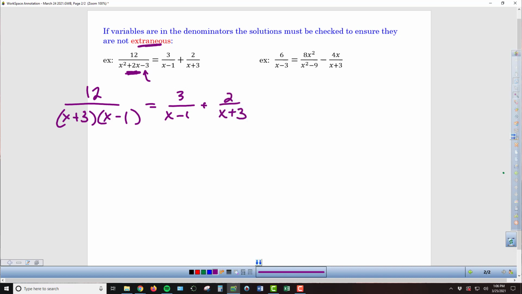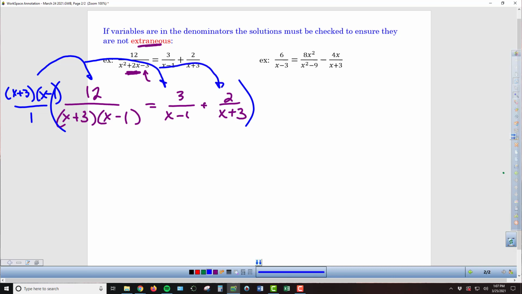that can be done. And so now when I look at the landscape of all these denominators, I can see that my common denominator is going to include both of the factors x plus 3 and x minus 1. So I'm going to multiply everything in the problem by x plus 3 times x minus 1 over 1. So I'm setting up a giant distributive property question here.